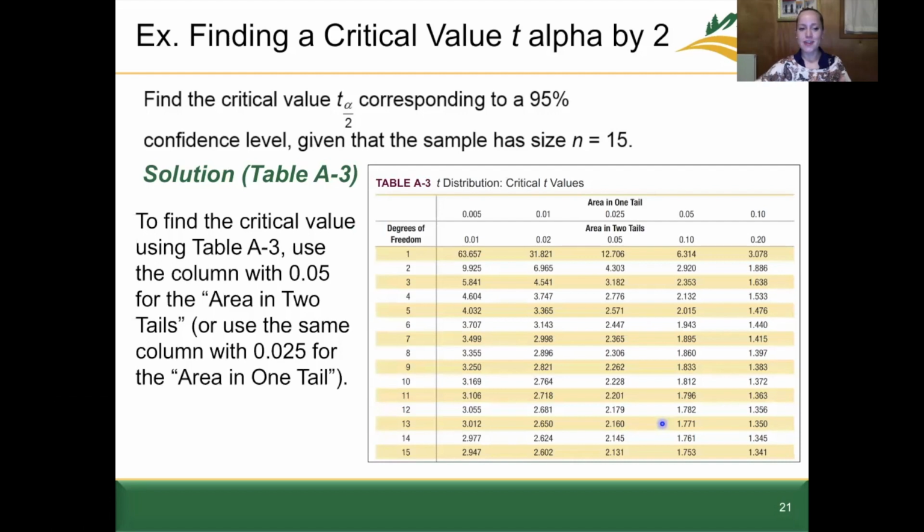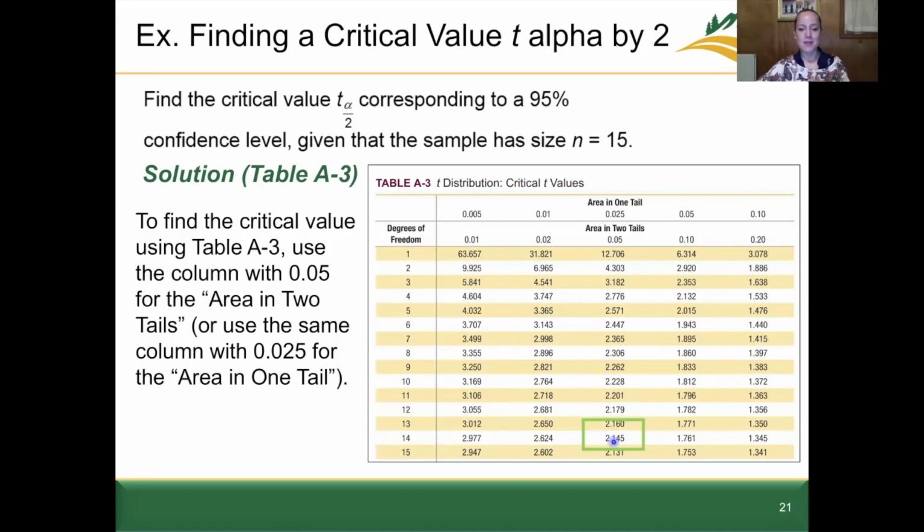For our scenario here, to find the critical value using table A3, we're going to go to the column of 0.05 for the area in 2 tails. This would be the same as us looking in the column of 0.025 for the area in 1 tail. So now again, we're here in table A3. Then we need to look at our corresponding degrees of freedom, and then we can find our critical value this way. Using table A3, we get the same thing as we would using Excel, so 2.145.